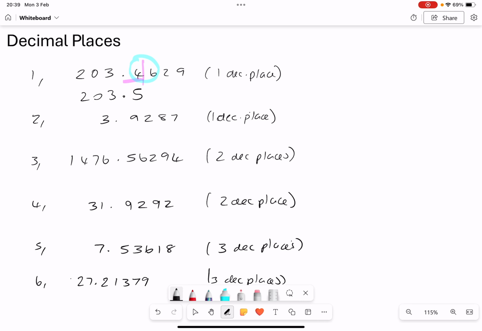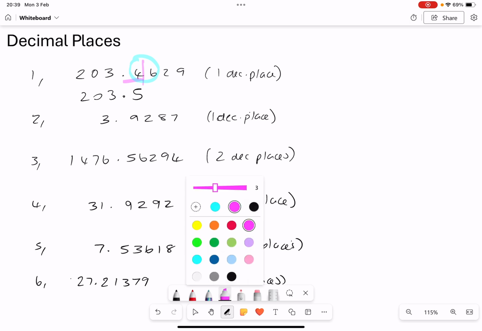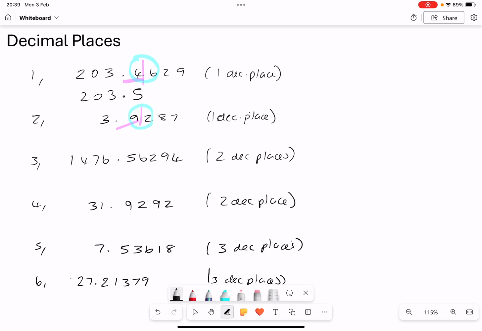Next one, 1 decimal place. So we've got decimal, 1 place, and then a cut off. And we're interested in the number before and after the cut off. 3 stays the same. 9 is followed by a 2, which is less than a 5, so that 9 stays as it is.